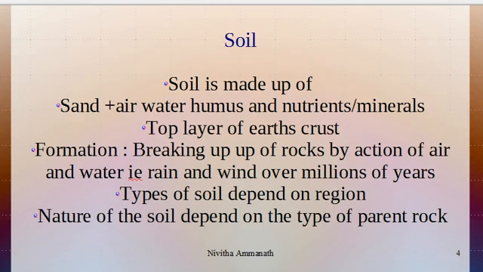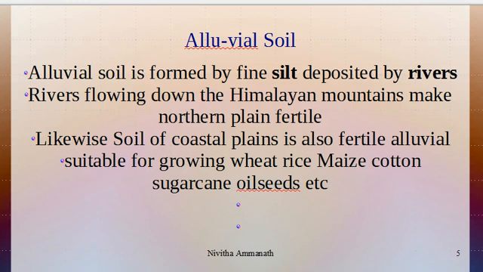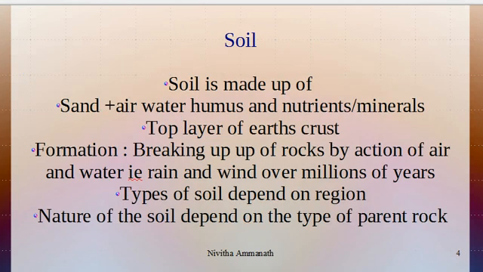clayey. Alluvial soil. Alluvial soil is made up of the silt brought by the rivers from the mountains. So the northern plains and the coastal plains have alluvial soil. The soil is fertile because of the silt brought by the rivers, suitable for growing wheat, maize, cotton, sugarcane, etc.